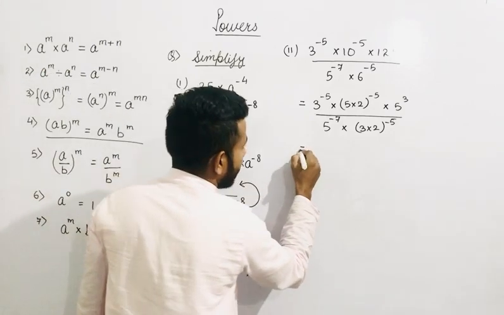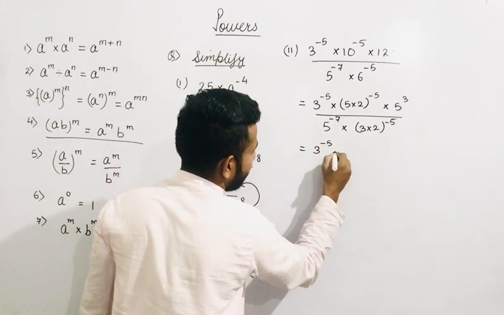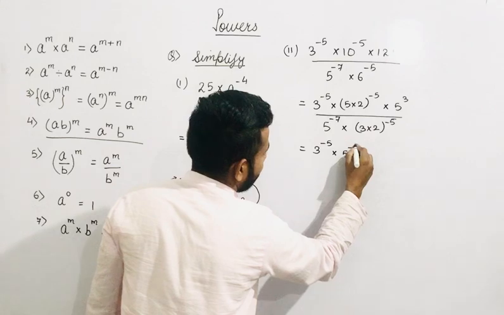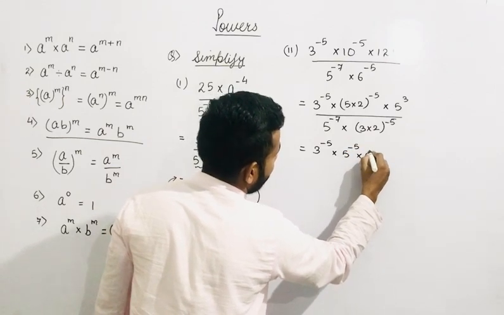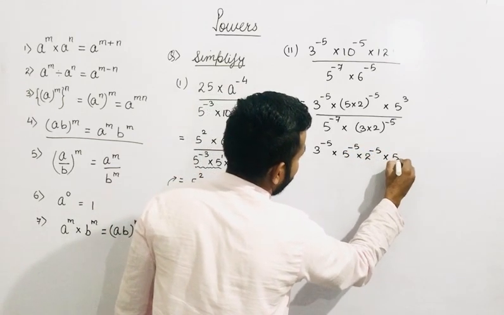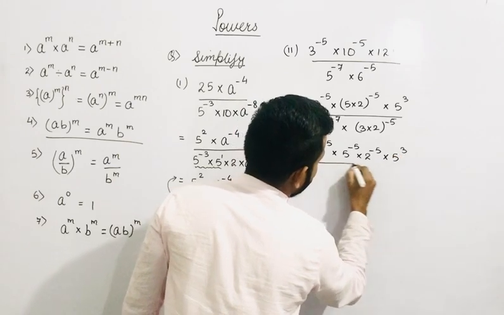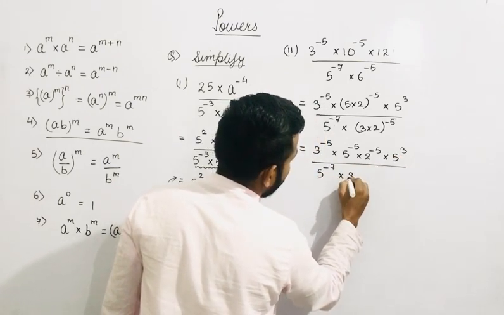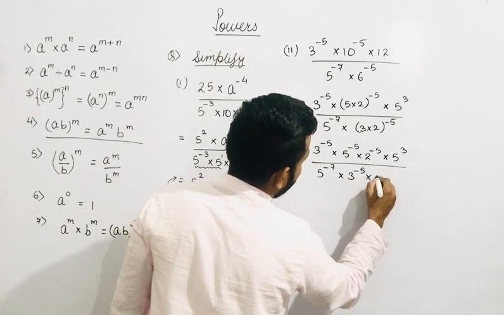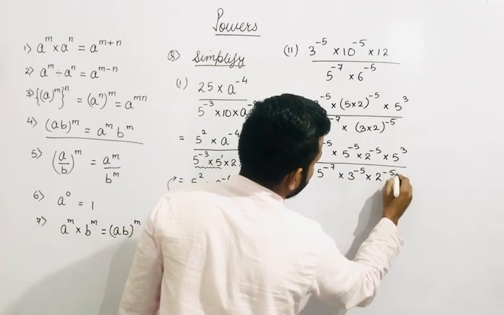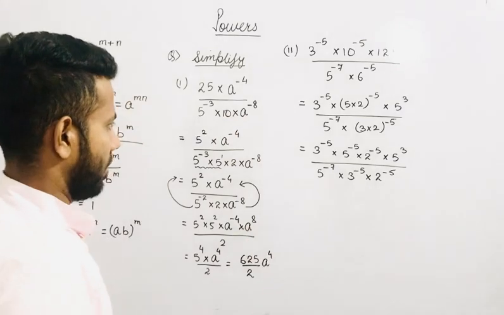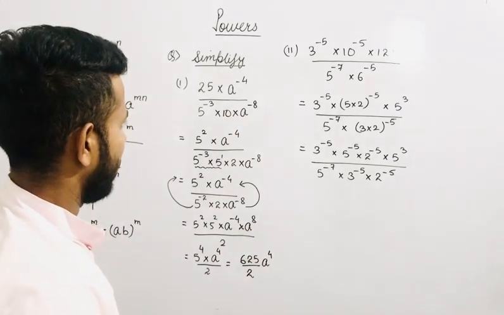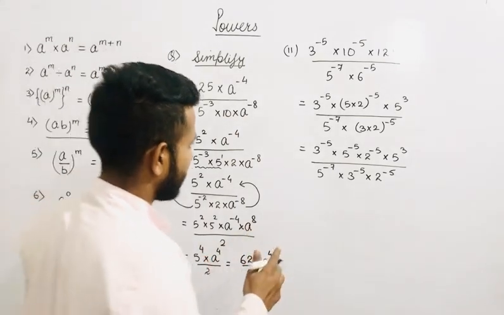So you can write it as 3 to the power minus 5 into 5 to the power minus 5 into 2 to the power minus 5 into 5 to the power 3 by 5 to the power minus 7 into 3 to the power minus 5 into 2 to the power minus 5. So be very careful here. See, what are the things that get cancelled? Is anything getting cancelled? Yes.